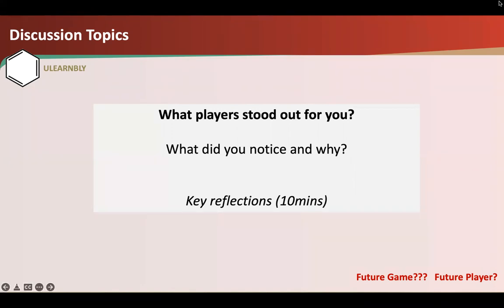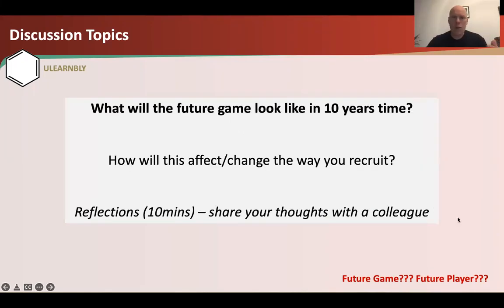What does the future game look like? What does the future player look like? What do you think the future game will look like in 10 years? And often, this will be a great task when trying to predict the future. What we don't want to do is necessarily identify and nurture talent for the game of yesterday. We want to be playing in the future and thinking about the game of tomorrow. So what qualities are they going to have to possess in order to be successful?